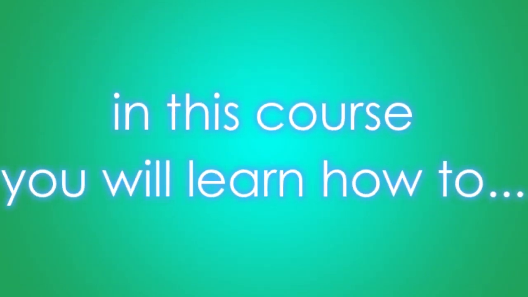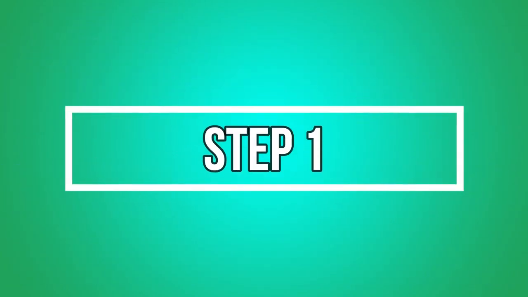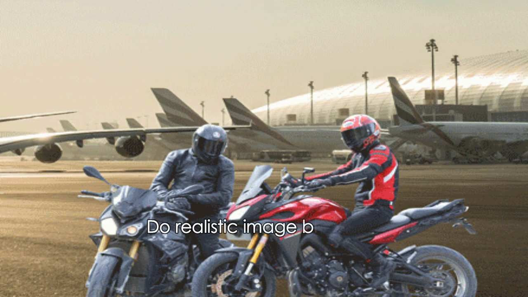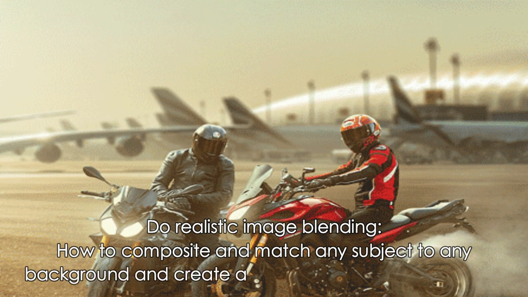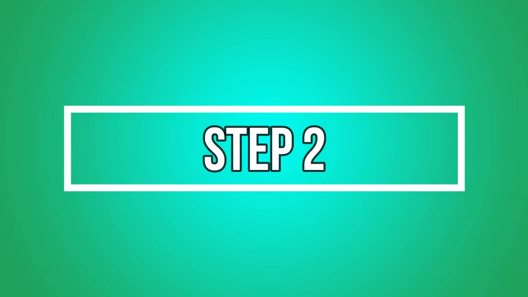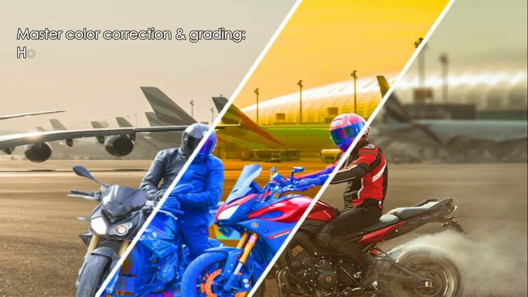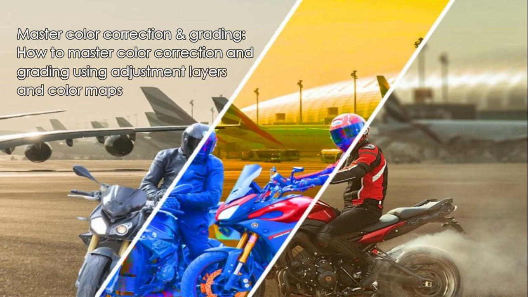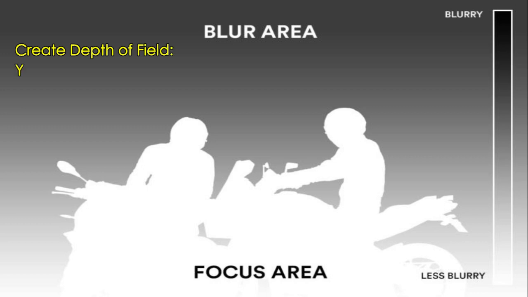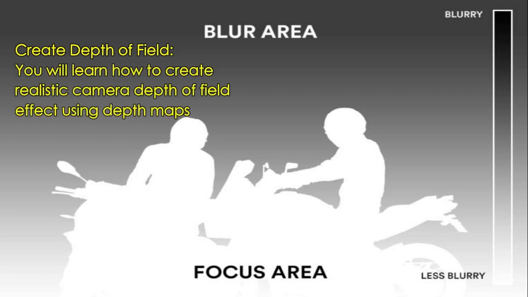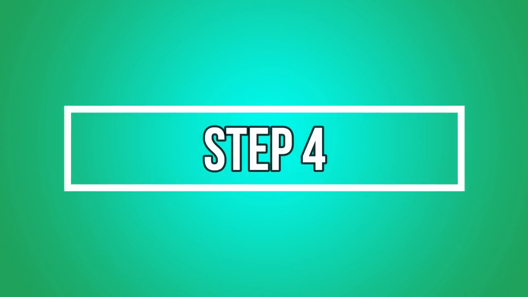In this course you will learn how to: Step 1. Do realistic image blending, how to composite and match any subject to any background and create a cohesive composite like a pro. Step 2. Master color correction and grading using adjustment layers and color maps. Step 3. Create depth of field. You will learn how to create realistic camera depth of field effect using depth maps.